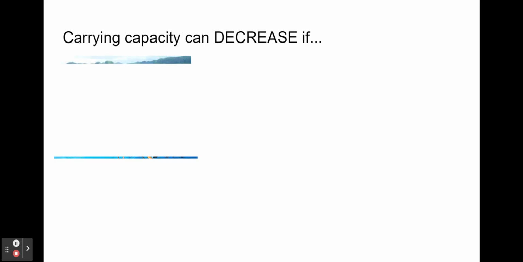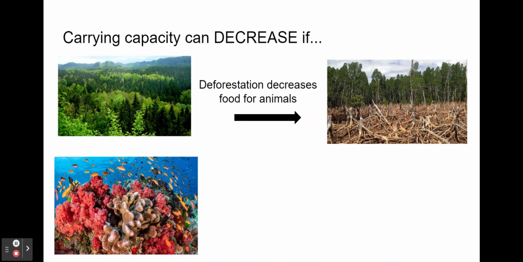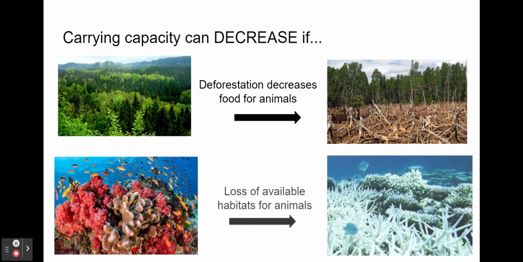Carrying capacity can decrease if deforestation decreases food or habitat space for animals. If we cut down a whole bunch of forest, we've lost all of the habitat spaces for the animals that live there. It can also decrease if, in our coral reef, climate change kills a bunch of the corals because of rising temperatures in the sea. With all of that dead coral, we have a loss of available habitats for animals.